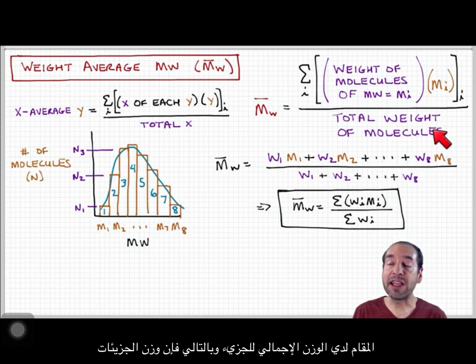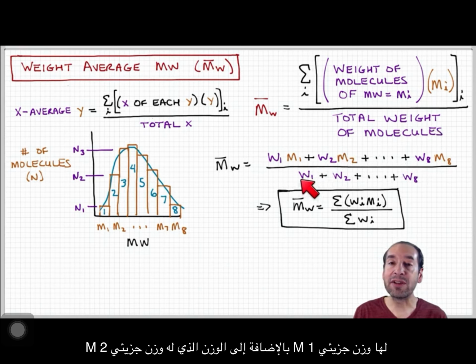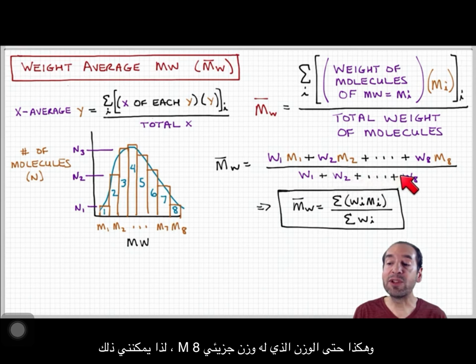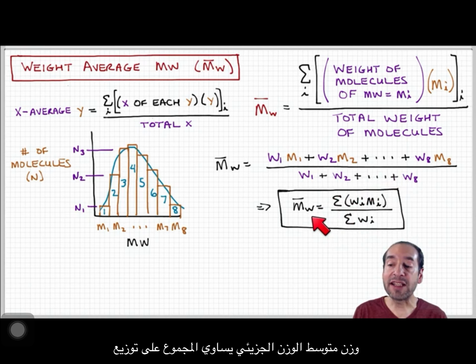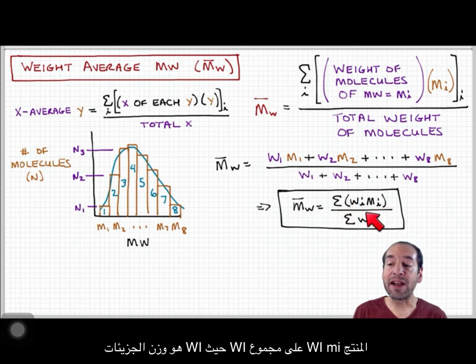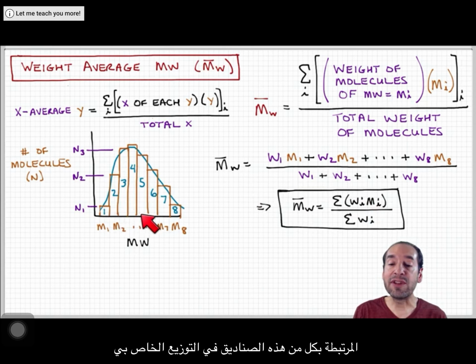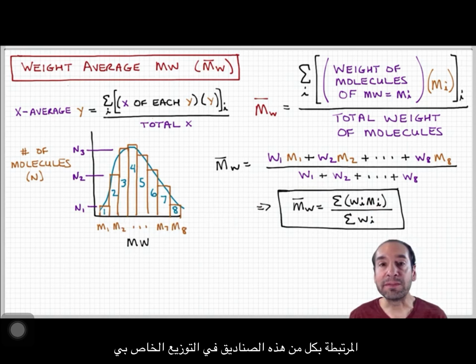And then in the denominator, I have the total weight of molecules. So I have the weight of molecules that have molecular weight m1 plus the weight that have molecular weight m2 and so on up to the weight that have molecular weight m8. Then I can capture this in the form of a mathematical equation as follows. The weight average molecular weight is equal to the sum over the distribution of the product wi mi over the sum of the wi, where wi is the weight of molecules associated with each of these bins in my distribution.